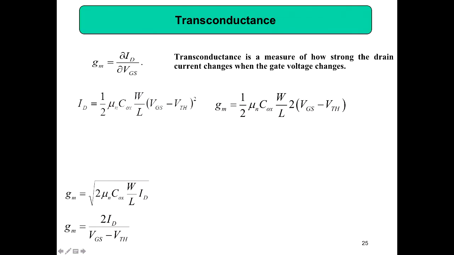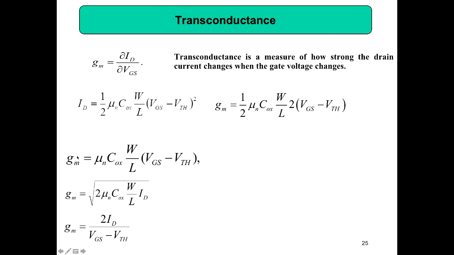So if you take delta ID by delta VGS, this becomes 2 times (VGS minus VTH) into delta VGS by delta VGS. That is the reason you are getting this expression. Then in this expression, GM, the transconductance, is half mu n COX W by L into 2 into (VGS minus VTH). Maybe I can substitute VGS minus VTH from here, then I can get an expression in terms of ID. So that's what I'm getting.